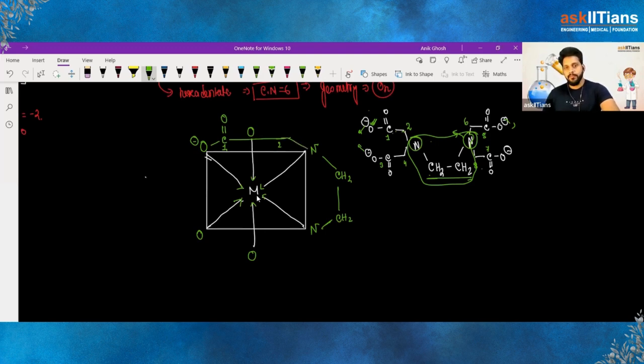Let's do the same thing again. Let's now draw this oxygen here. This is my oxygen. That is connected to carbon number 3. So carbon number 3, that is connected to carbon number 4. So carbon number 4 is connected with nitrogen. Repeat the same thing in this side.